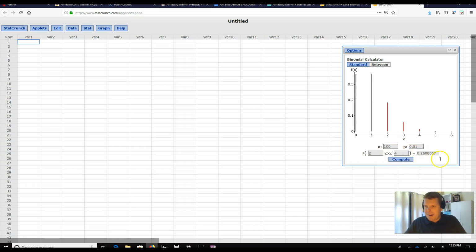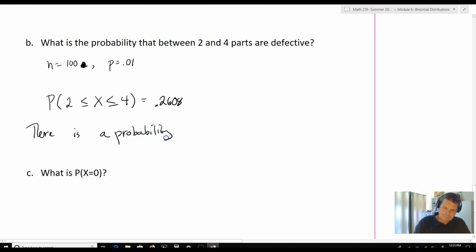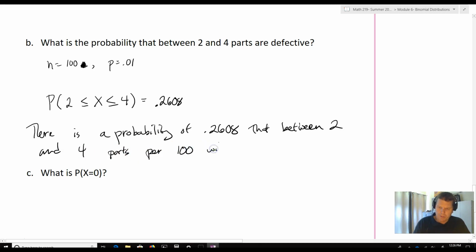That gives me my answer, 0.2608. So it's equal to 0.2608. What that means is there is a probability of 0.2608 that between 2 and 4 parts per 100 will be defective.